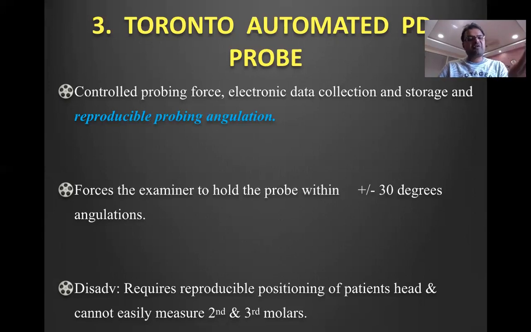So if I tilted the probe a bit more, it automatically corrected the measurement. If I was measuring 6 like this, and if I tilted by 30 degrees, it would still give me a 6 measurement and not a 6.5. So that's a more highly precise way to measure the exact pocket depth. So that came with the Toronto automated probe.